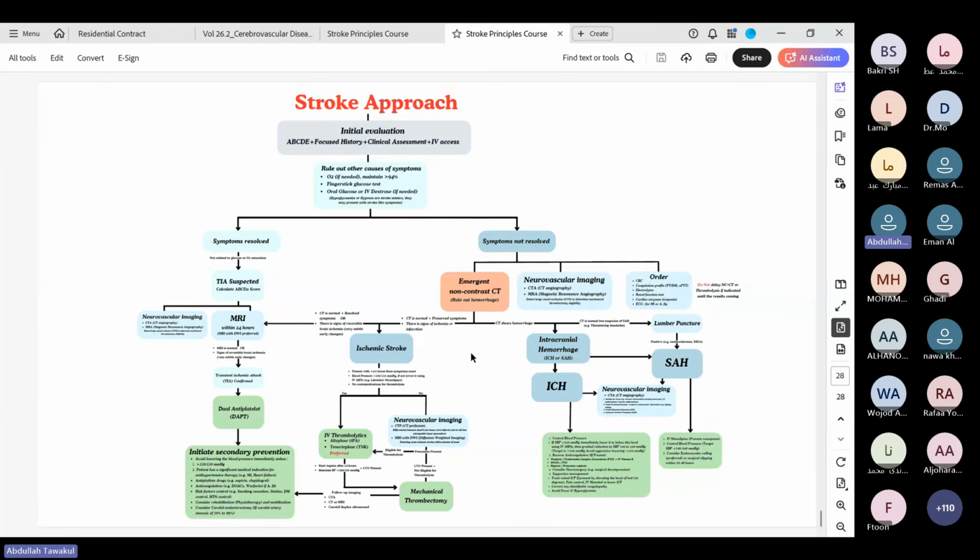Someone with a myocardial infarction like 2 months ago, the risk of complication after giving TPA in a patient with a recent myocardial infarction is not that great. However, if someone had a recent intracranial hemorrhage, giving that patient TPA is going to put him at great risk of having hemorrhagic conversion.